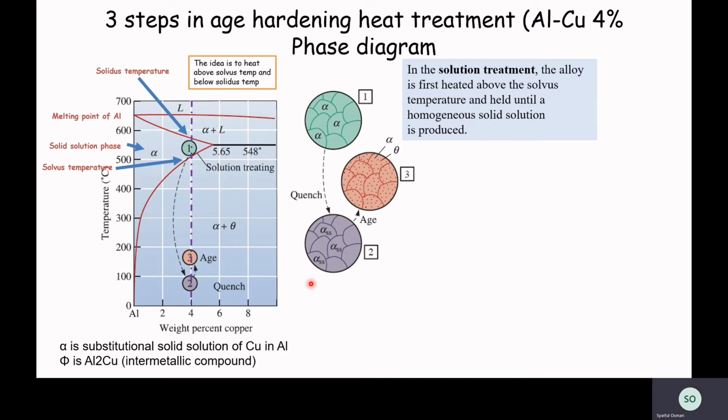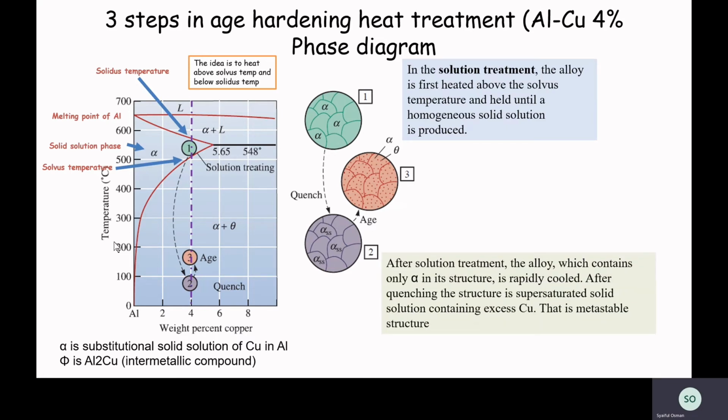And secondly, we quickly cool down the solution-soaked metal. After the solution treatment, the alloy, which contained only copper in its structure, is rapidly cooled. And after quenching, the result is a supersaturated solid solution that contains excess copper. That is what we call a metastable structure.